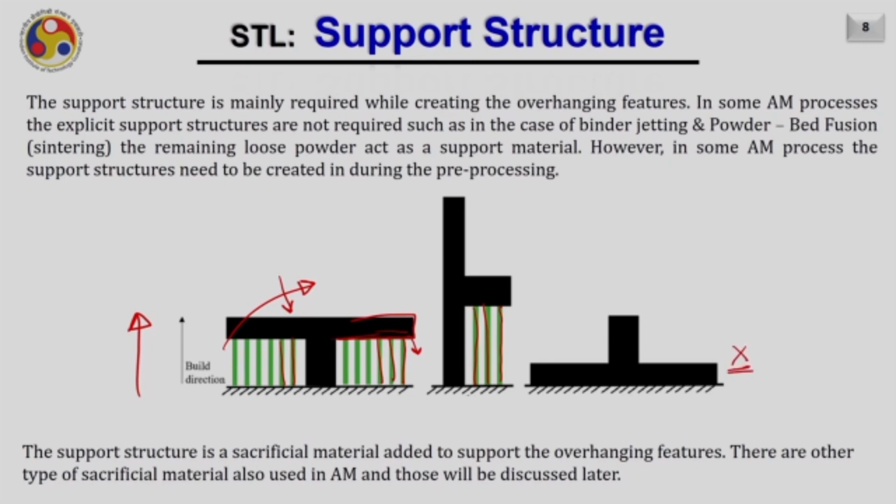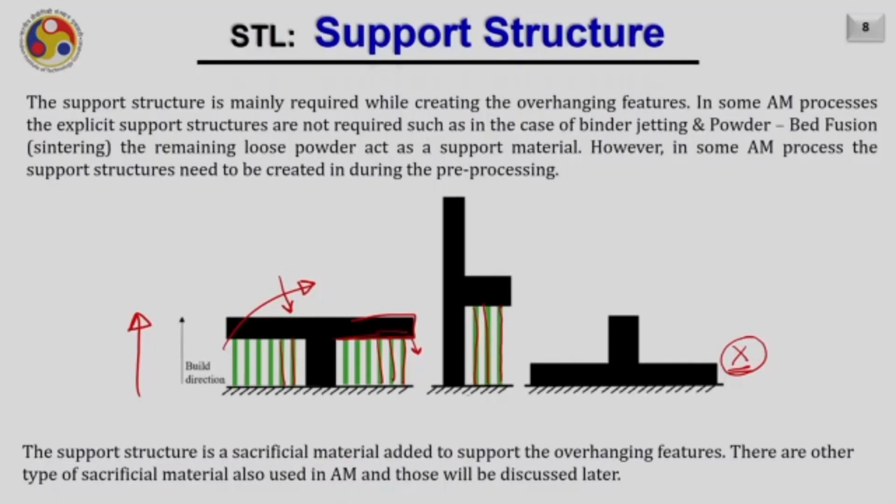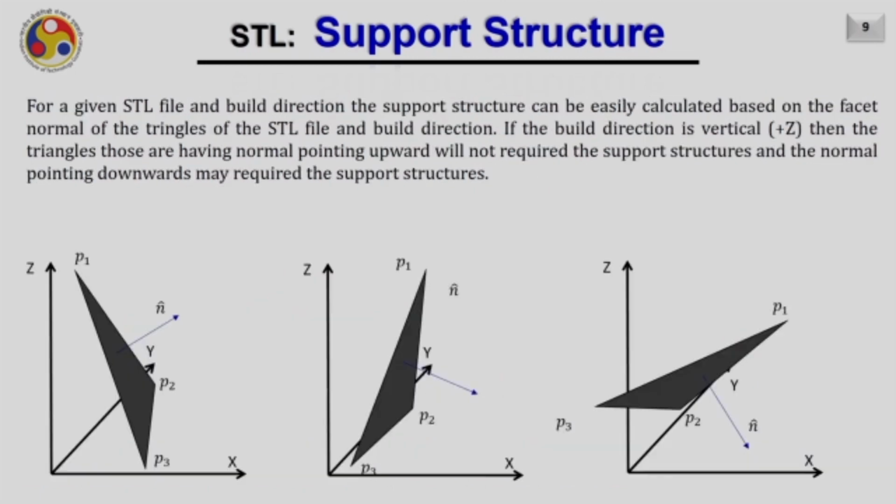You have already seen how to rotate an STL file. So we sometimes need to rotate the STL file in such a way that we can eliminate the support structure altogether. And it is quite possible in some cases. The support structure is basically a sacrificial material added to support the overhanging features. There are other types of sacrificial materials also used in additive manufacturing, and those will be discussed later.